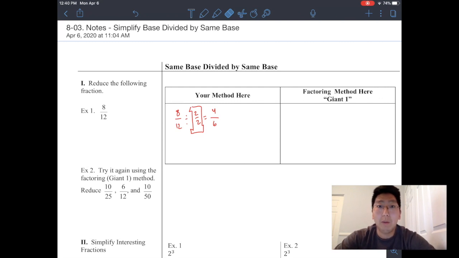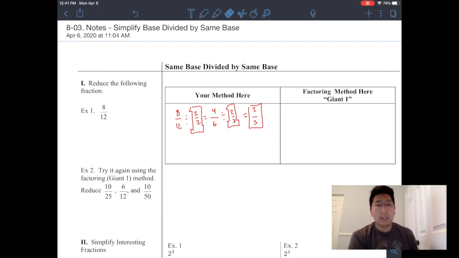Now, you might be looking at that and say it's not fully reduced, and that's correct. What we want to do is reduce it even more. So 4 and 6, what number can we divide both 4 and 6 by? And the answer is 2. We can divide both by 2. So there's another giant 1. And the answer is 2 divided by 3. Okay? And that's our reduced fraction.